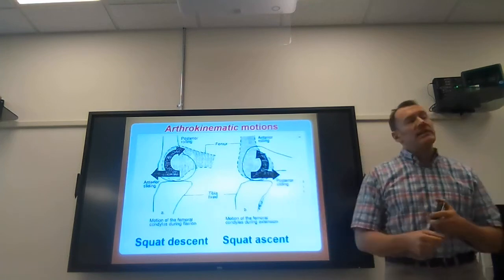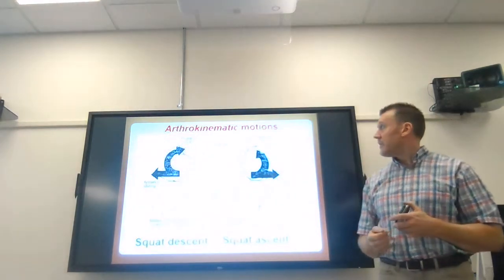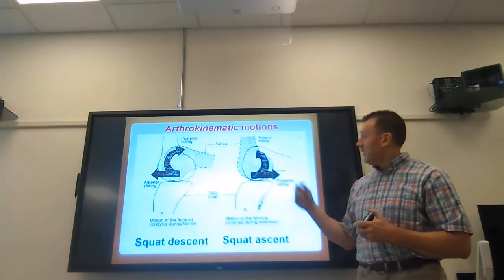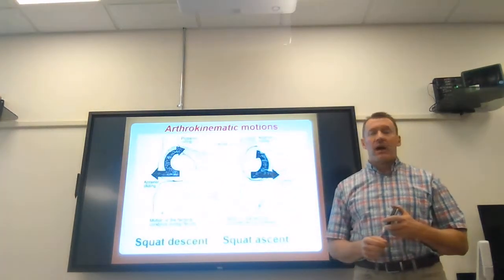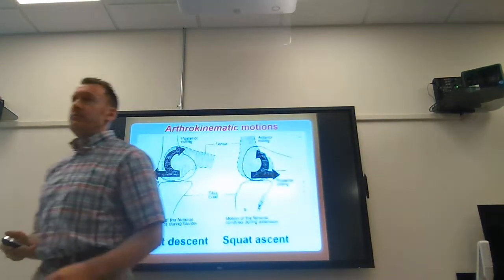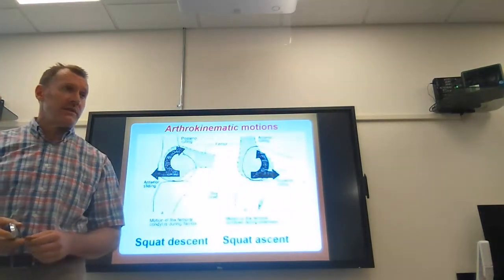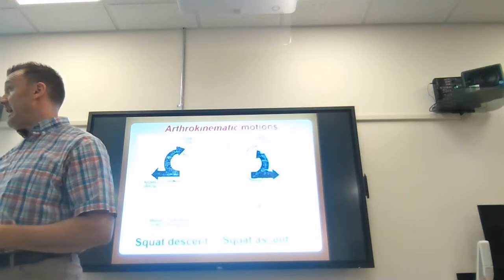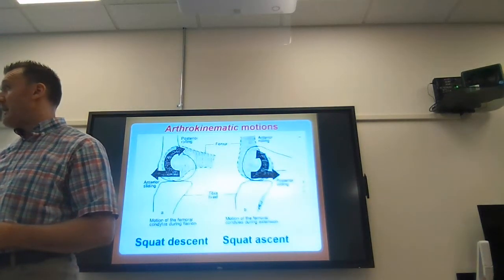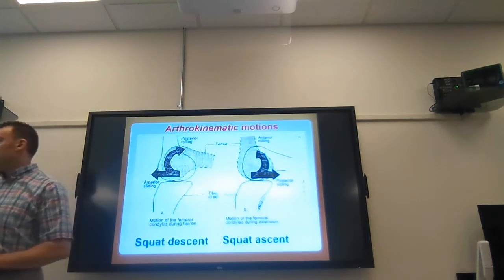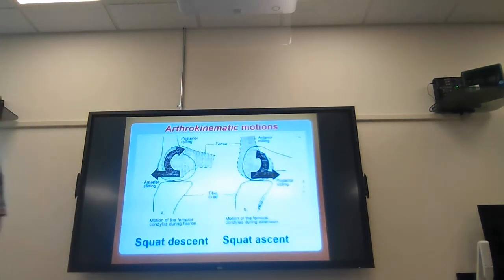So then in standing back up, it's exactly the opposite. So we have an anterior rolling and a posterior sliding. So there's friction between articulating surfaces. What type of tissue do we have at the ends of long bones that minimizes friction during these types of actions? Yeah, hyaline, sometimes called articular cartilage.